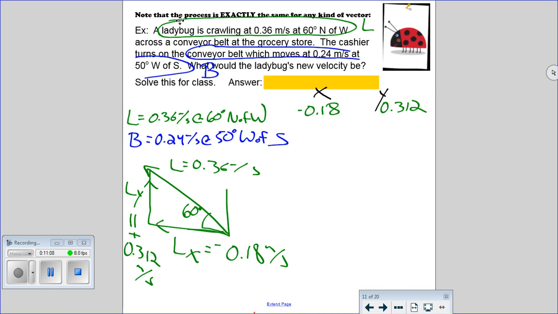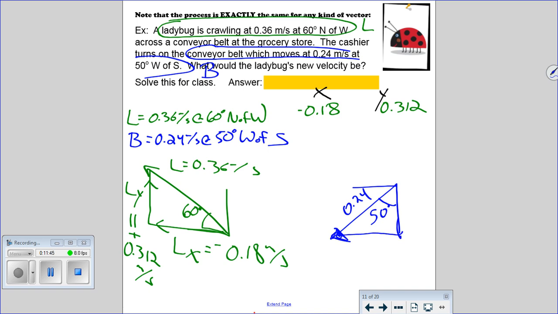All right, now do the same thing with vector B. Let's see, we're going west and south. So here's west, there's south, here's southwest. That's an arrowhead. Which angle is the 50 degrees, top or bottom? Bottom, right? Because we want west of south. So here's south, here's west of south. So there's our 50 degrees. This guy is 0.24. Complete your triangle.